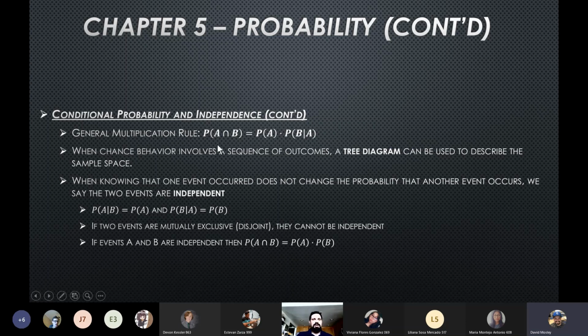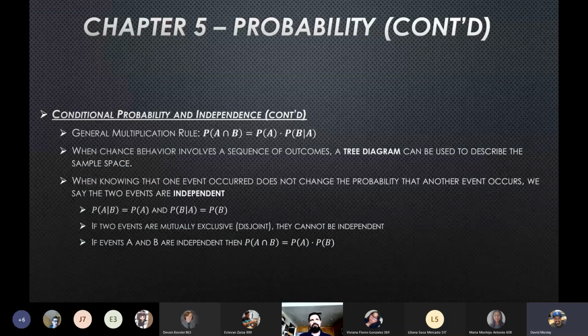Right? When chance behavior involves a sequence of outcomes, a tree diagram can be used to describe the sample space. And again, our tree diagram is when we have a series of events or choices that occur, and each time one of these things happens, we get a different set of branches for the possible outcomes again. And we can use this to follow some logic through and calculate a probability essentially just by multiplying the probabilities through the tree.